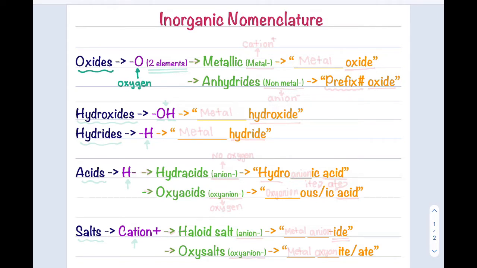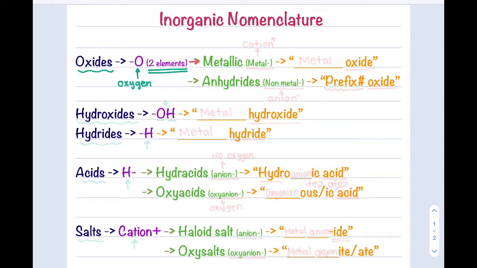Another thing that you need to consider in this type is that they are going to have a maximum of 2 elements. If you see that your compound involves more than 2 elements, then you can say that you're not talking about an oxide. Alright? Now, in oxides we can have 2 types.